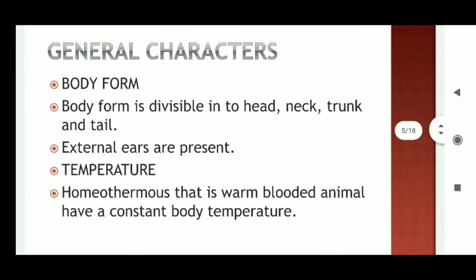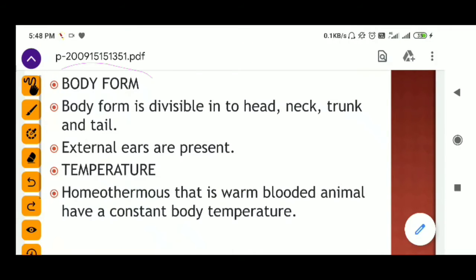Coming to the general characters of class Mammalia, first we will talk about the body form, which means how the body is divisible into head, neck, trunk and tail. The second important thing is that they always have external ears present. So these are their body forms.